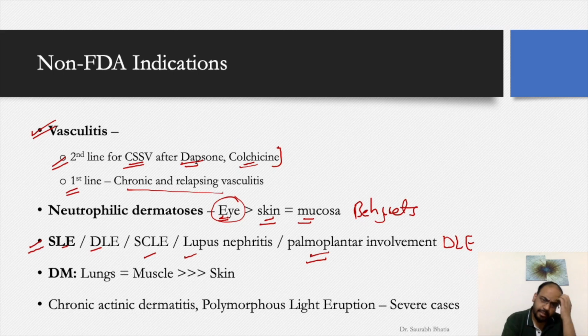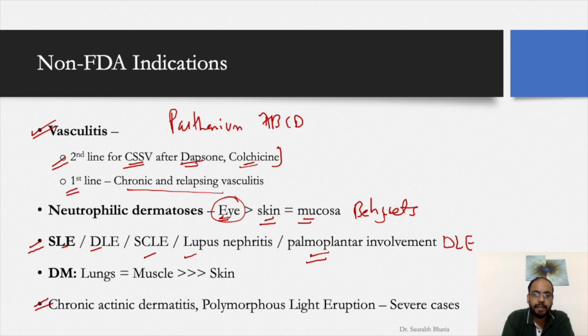And most of these studies, most of these indications are in the Western population. The Indian population deals mainly with, as I've already mentioned, Parthenium dermatitis and ABCD. Now, I mentioned previously that in chronic actinic dermatitis and PMLE, in severe cases which are not responding to other drugs, azathioprine is a very good option. In dermatomyositis, the lung symptoms and muscle symptoms improve similarly, and there are much better improvements seen in these organs as compared to skin.